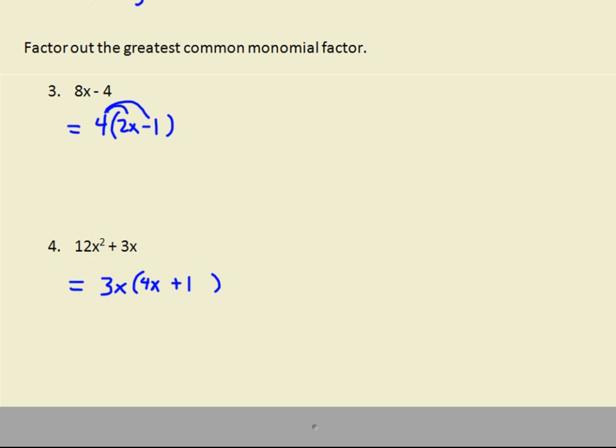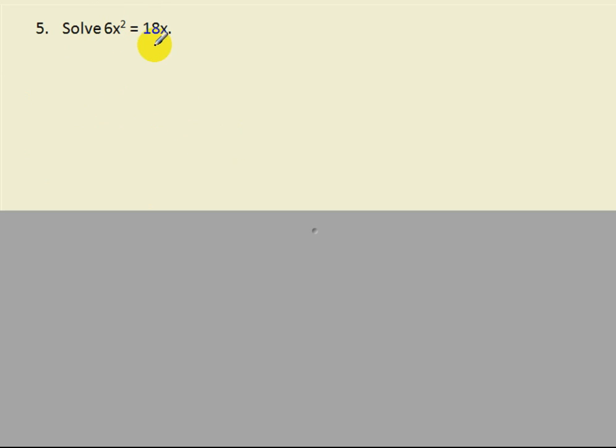Now, where are we going to use that? Well, in a problem like this, for example: solve 6x² = 18x. Anytime you see an equation like this that has an x², we generally want to get everything over to one side of our equation. So I'm going to subtract 18x from each side, and this is going to give us 6x² - 18x = 0. So we've got everything over to one side, and the other side is equal to 0.